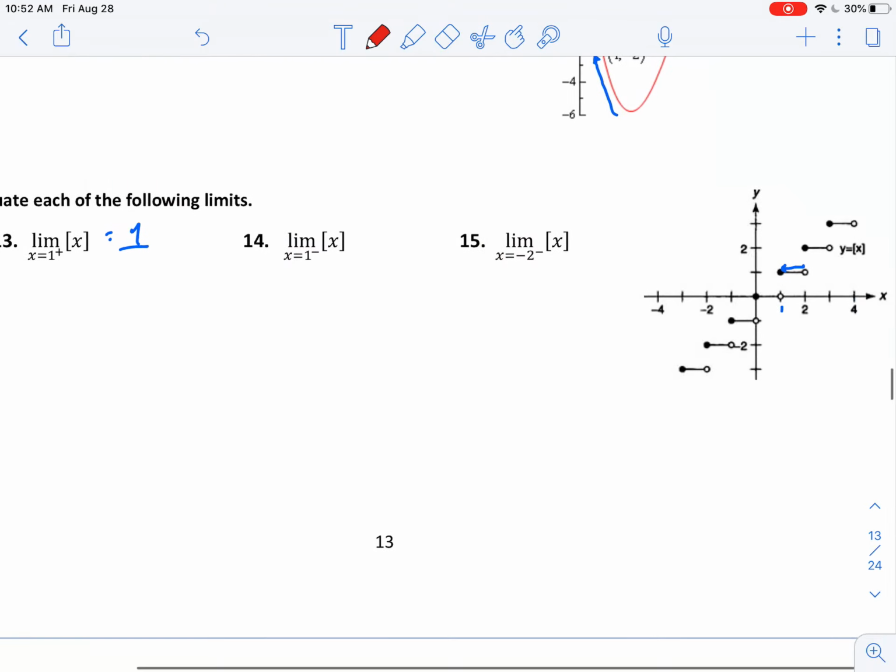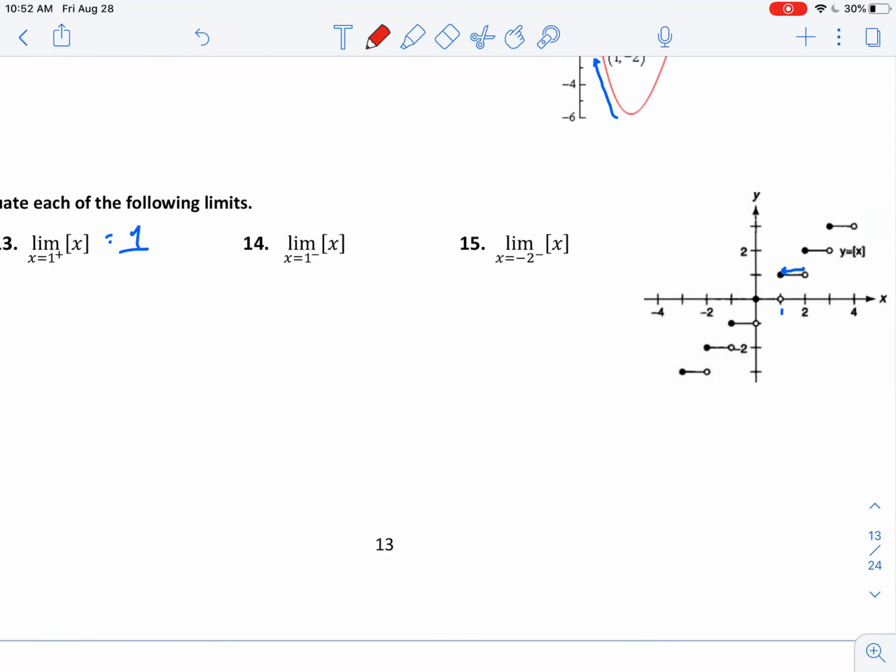The limit as x approaches 1 from the left. So from the left, if I'm going along my graph, the y value that I'm approaching as x approaches 1 is 0.